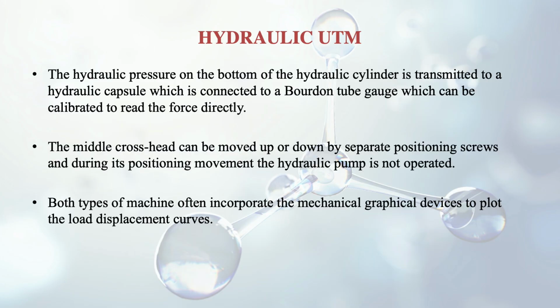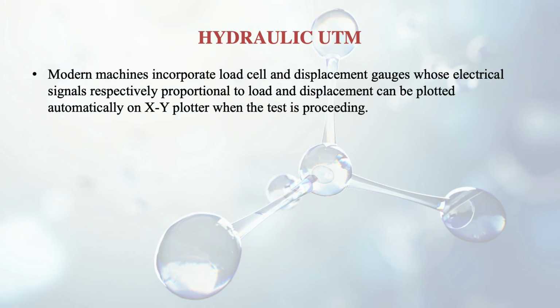Now we see that both types of machine, meaning the electrical gear driven machine and the other one which is hydraulically driven machine, both incorporate mechanical graphical devices to plot the load displacement curves. So your stress strain curve can be obtained through these machines. Modern machines incorporate load cells for measuring the load and displacement gauges, whose electric signals, respectively proportional to load and displacement, can be plotted automatically on an XY plotter when the test is proceeding. So this is a sophisticated kind of machine which is now being used in the current scenario.